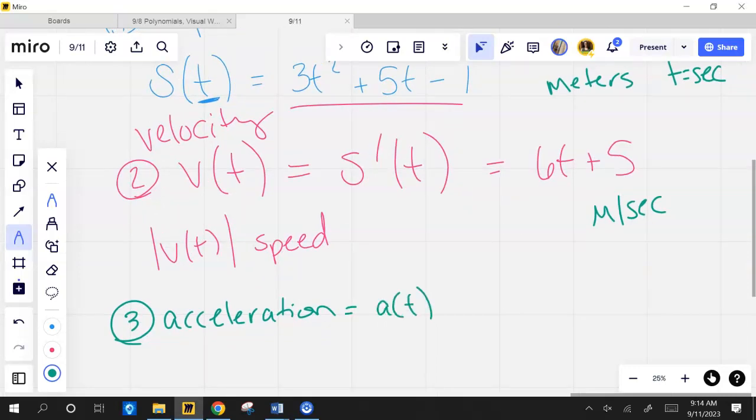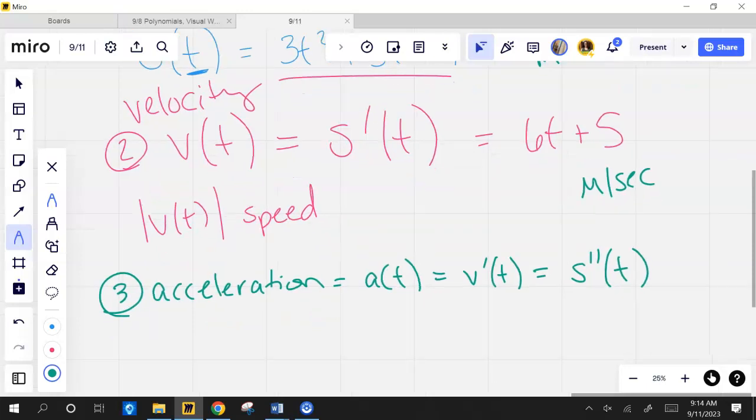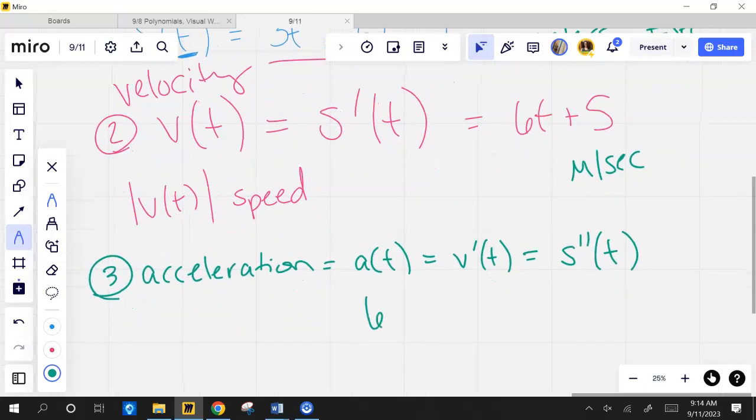Acceleration with regard to time is going to be the derivative of velocity, which is the second derivative of position. In this case, I would have a constant acceleration no matter what time. It's always accelerating at 6 meters per second squared.